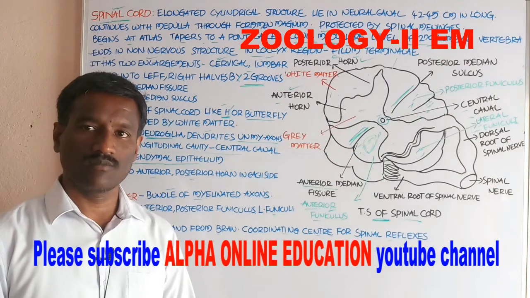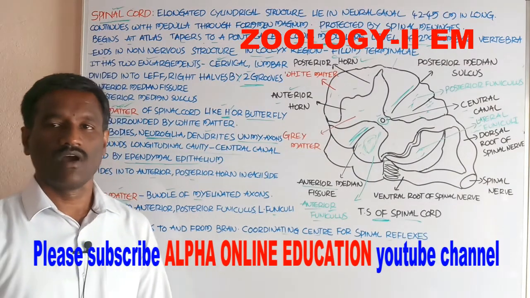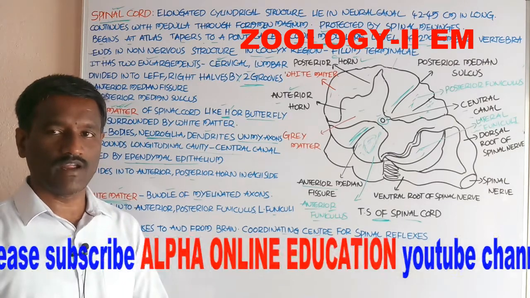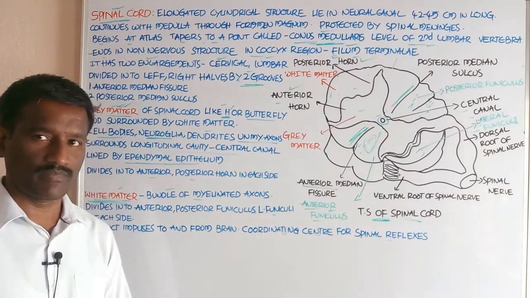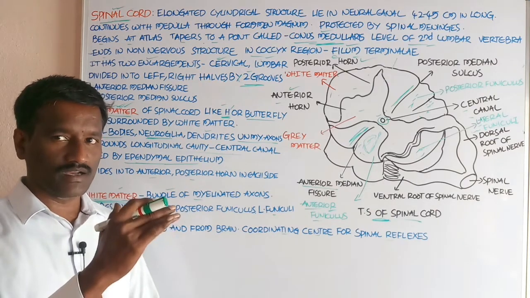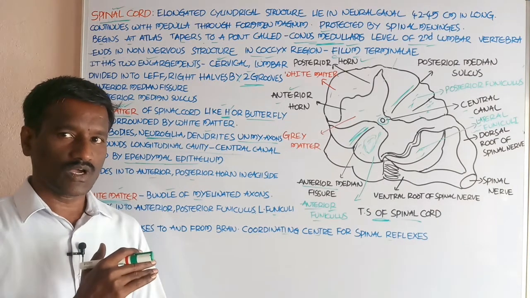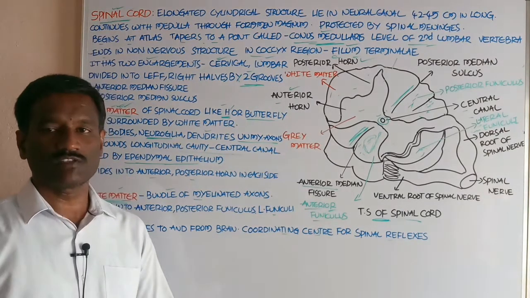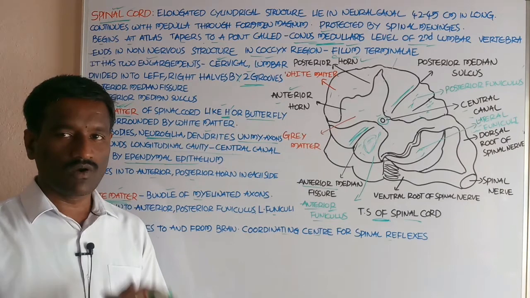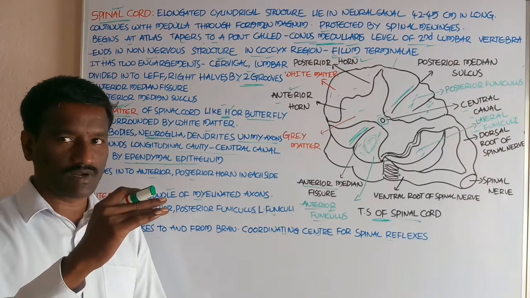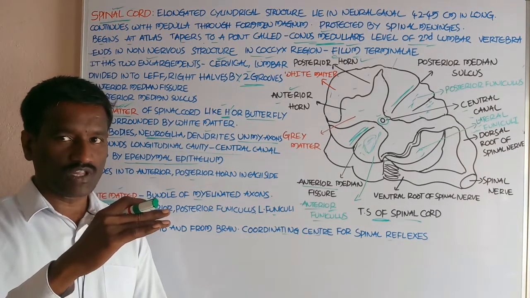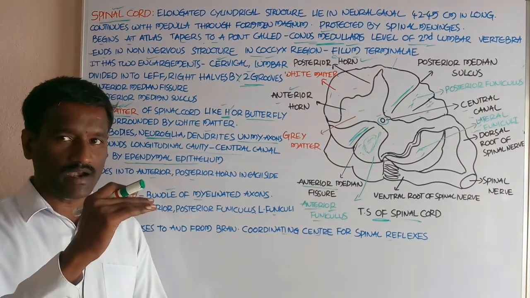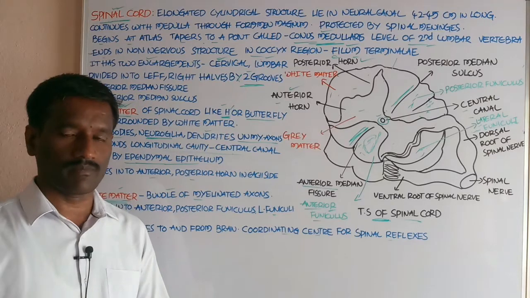Let us discuss the structure of the spinal cord. Already you know about the brain. Which one is the last part of the brain? That is the medulla oblongata. The medulla oblongata extends to the posterior part of the body in the form of the spinal cord. It exits from the skull through the foramen magnum and forms the spinal cord.